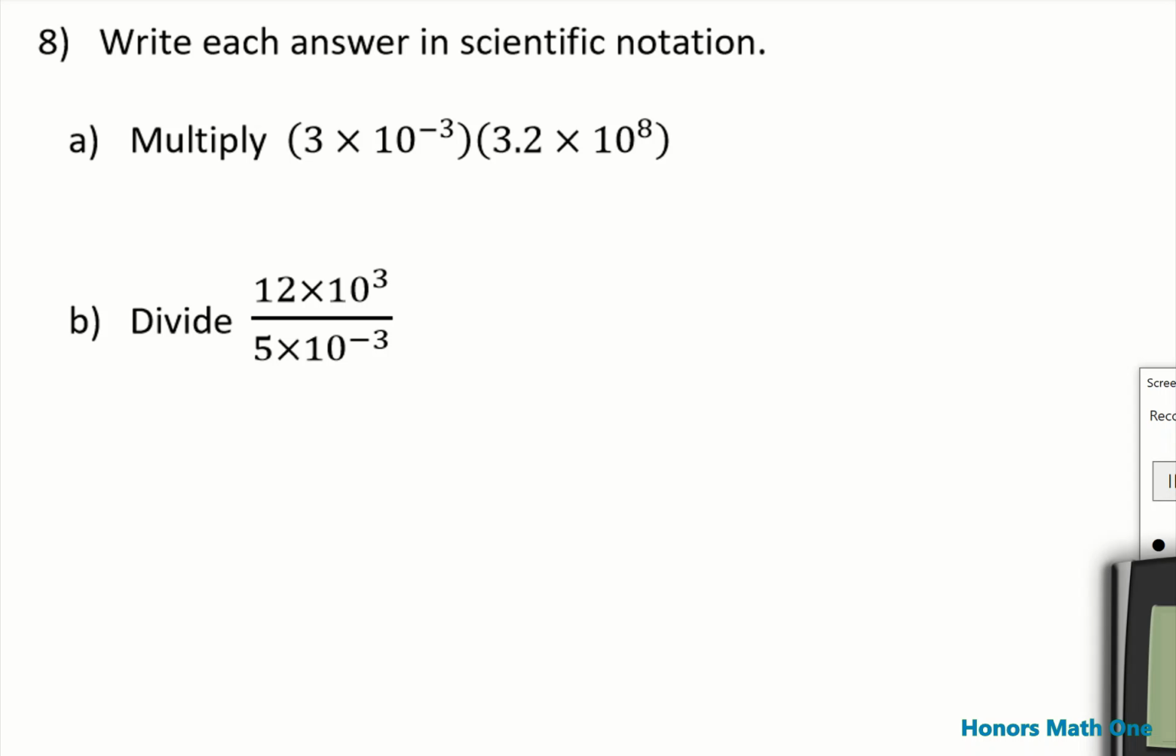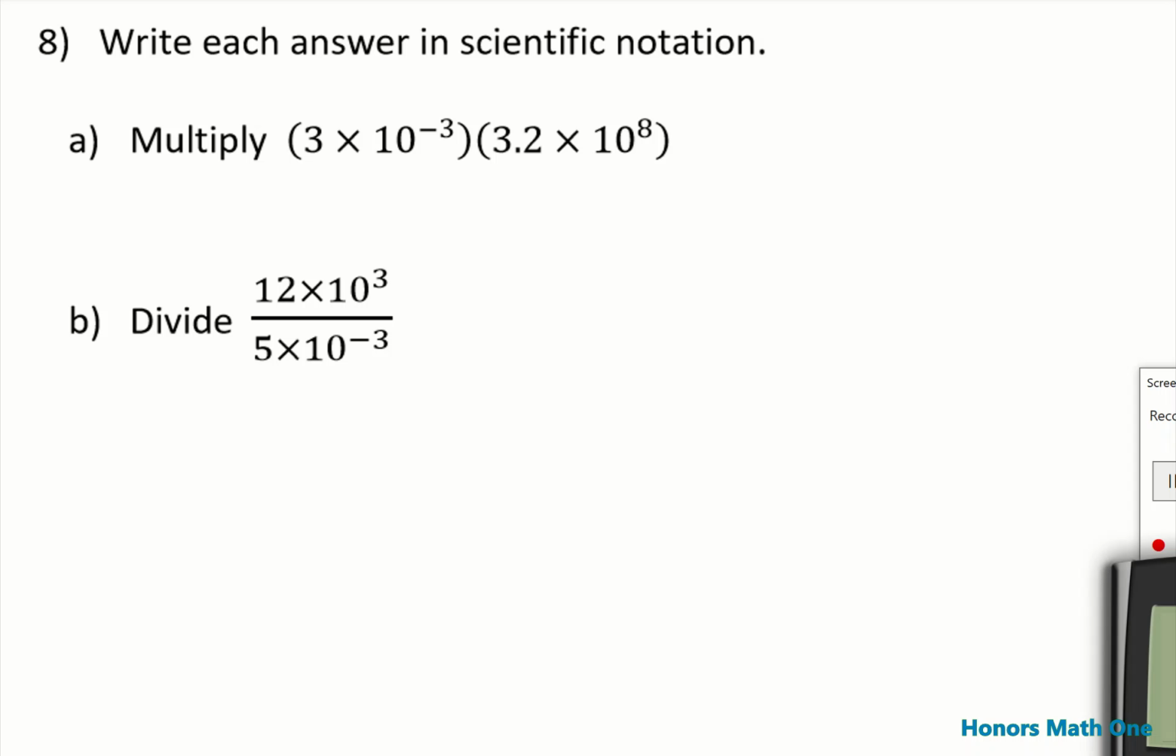Question number 8 is a check-in with scientific notation. Do we know what that form of writing down numbers looks like, and can we manipulate numbers that are written in that form? Kind of. So the first problem asks us to multiply two numbers, and those numbers are indeed written in scientific notation.